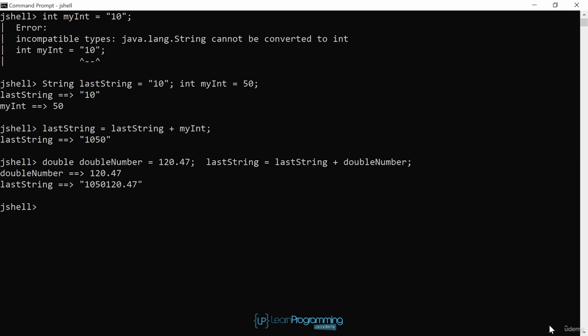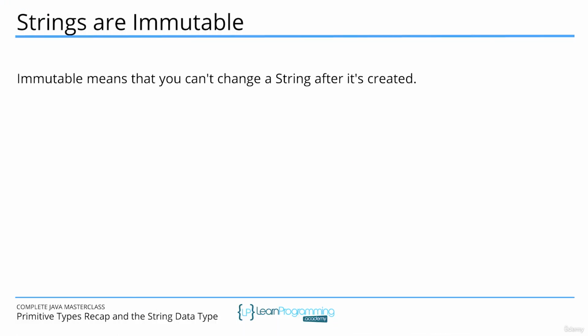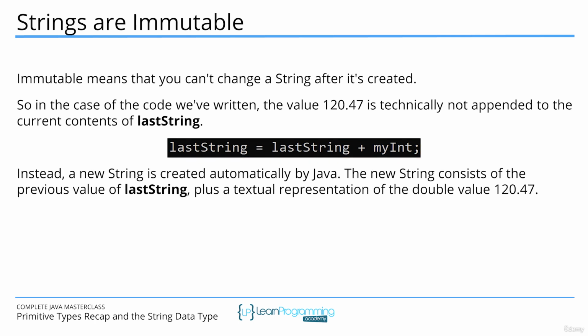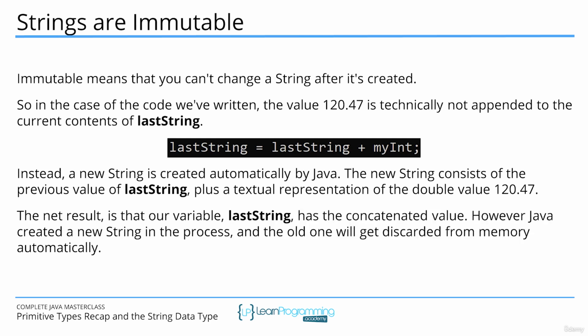A string is different from many other classes because the sequence of characters in the string are immutable. What does this mean? Immutable means that you can't change a string after it's created. So in the case of the code we've written, the value 120.47 is technically not appended to the current contents of lastString. Instead, a new string is created automatically by Java. The new string consists of the previous value of lastString plus a textual representation of the double value 120.47. The net result is that our variable lastString has the concatenated value. However, Java created a new string in the process, and the old one will get discarded from memory automatically.